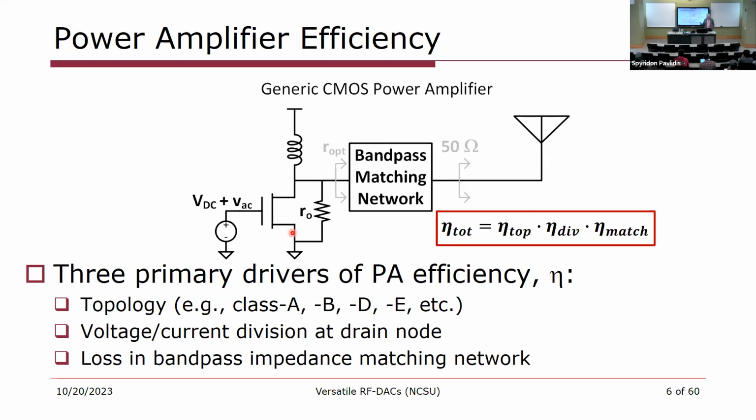So more or less, we can write that the total efficiency of an amplifier is the product of those three subdivisions in efficiency.